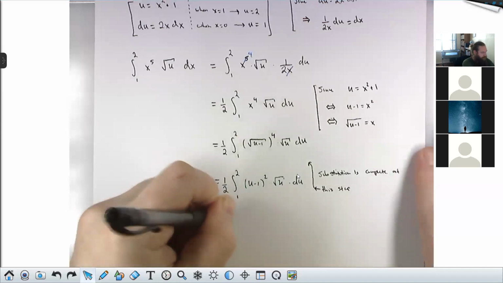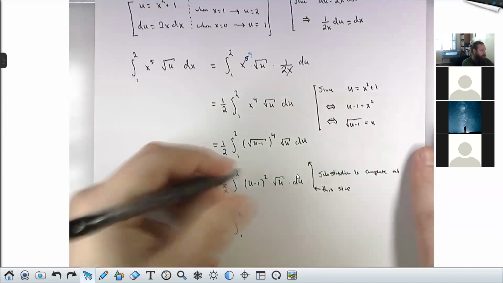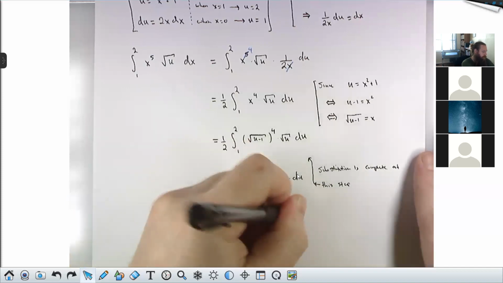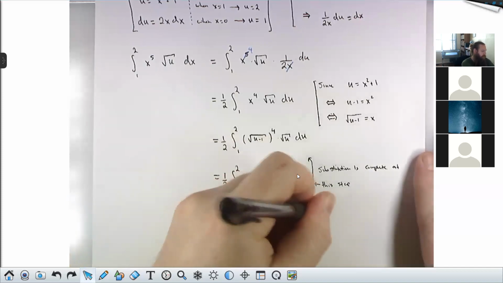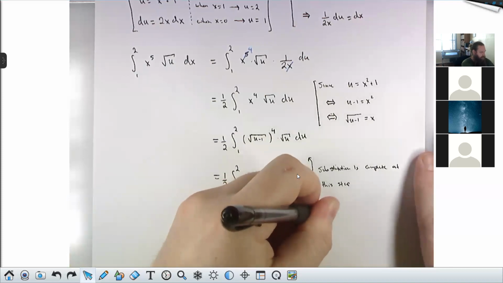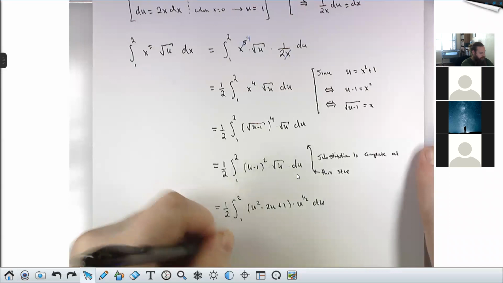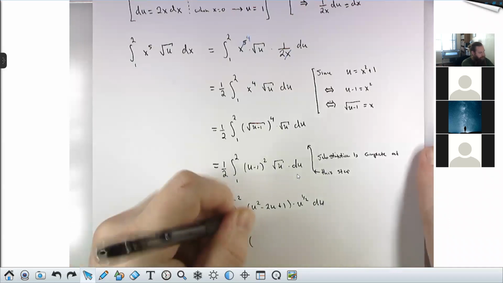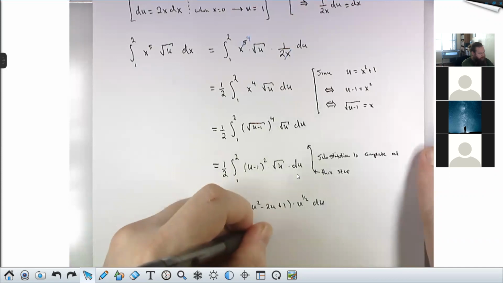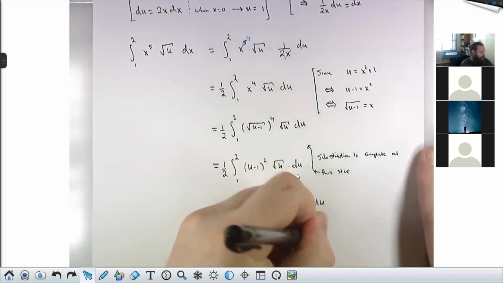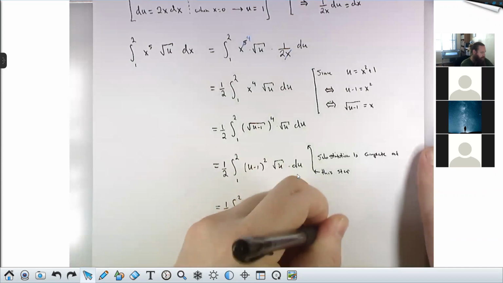So let's go ahead and do the algebra. I get 1/2 integral 1 to 2 of u squared minus 2u plus 1 times u to the 1/2 du. Then I'll distribute my u to the 1/2. U squared times u to the 1/2 is u to the 5/2, minus 2u times u to the 1/2 is minus 2u to the 3/2, and then plus 1 times u to the 1/2 is just u to the 1/2.